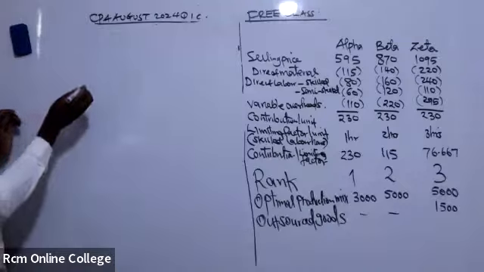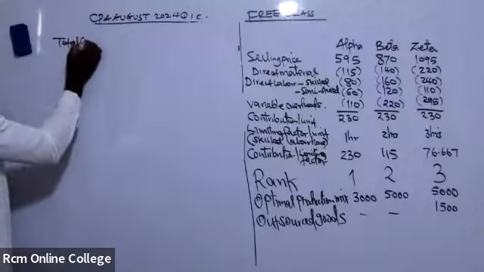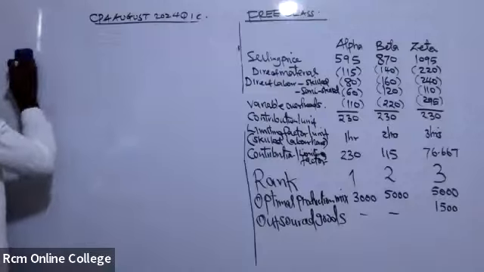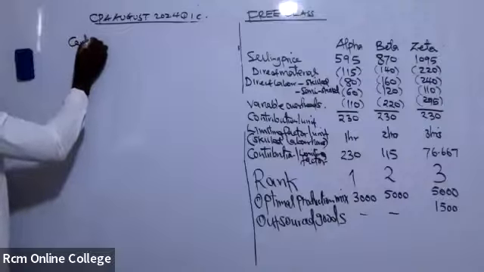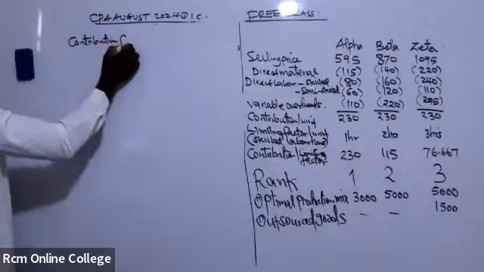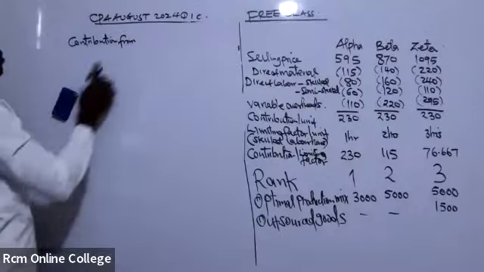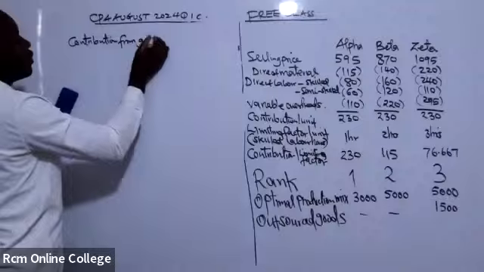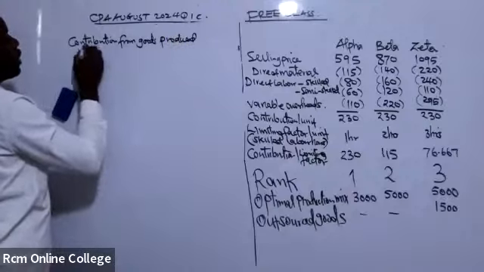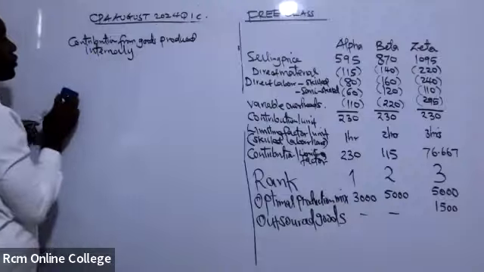Right? Total contribution. Not even total, but contribution from external or from goods produced internally. From goods produced internally.